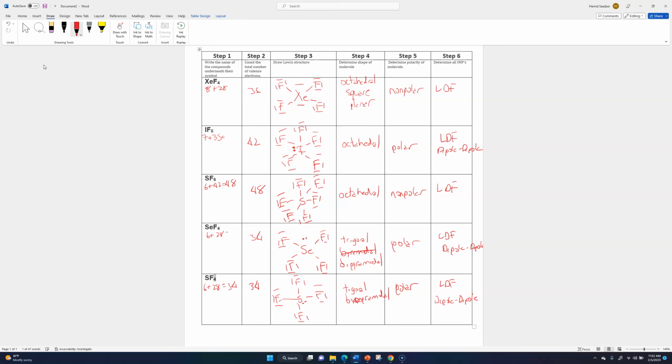Alright, so that's what happens when you have more than 8 around the middle, or when you have extra electrons that you need to put somewhere, you always stick them off the middle.